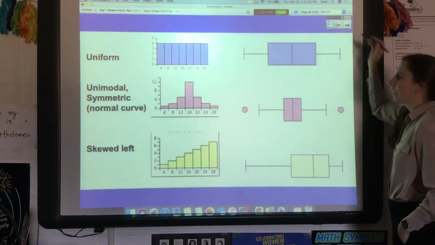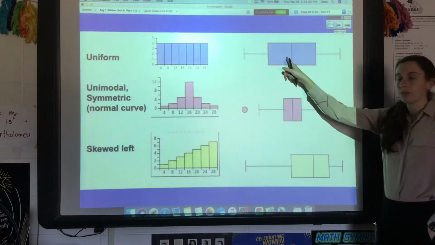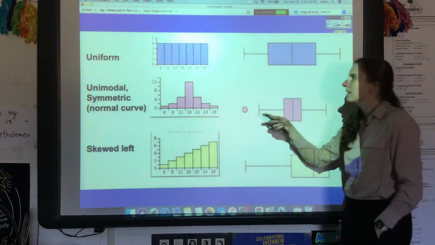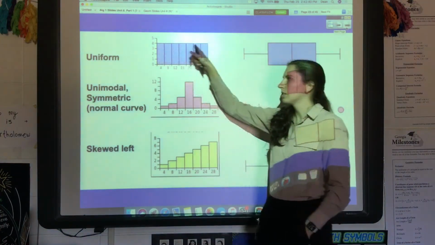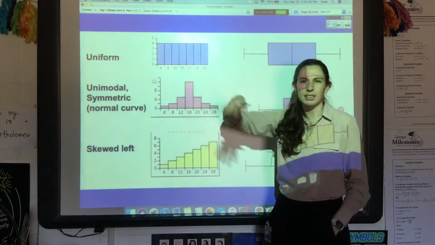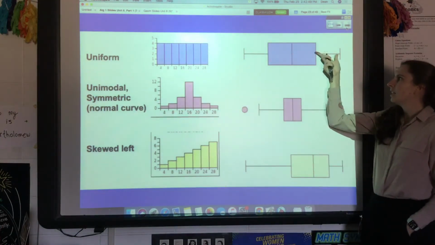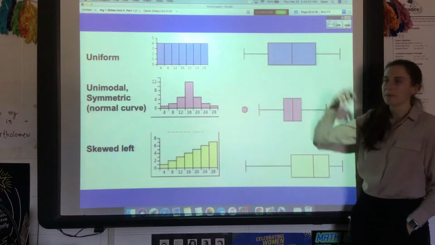So here are the histograms that would go with these. This one right here is actually uniform data because it's flat across the top. Every 25% of your data is going to be exactly the same. That's why each of these are the same width. It's because each 25% is the same.